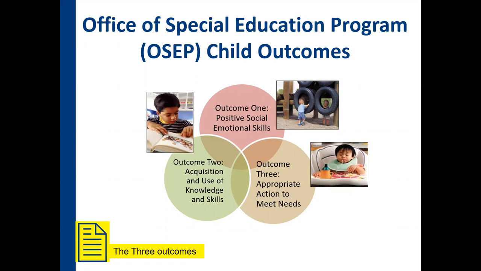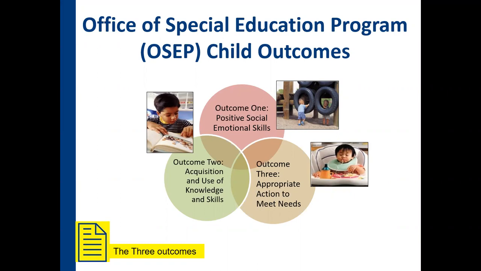These outcomes provide a framework for describing and consistently measuring children's functional skills and behaviors across settings and situations. Where would the different tasks that you identified fall within these three outcome areas? Which would you say land in outcome 1, positive, social, emotional skills? What about in the second outcome, acquisition and use of knowledge and skills? The third, takes appropriate action to meet needs.